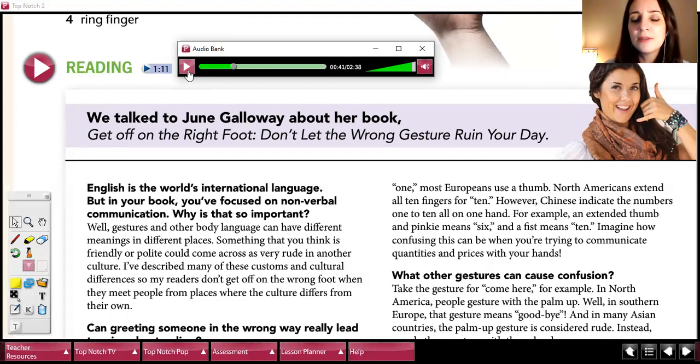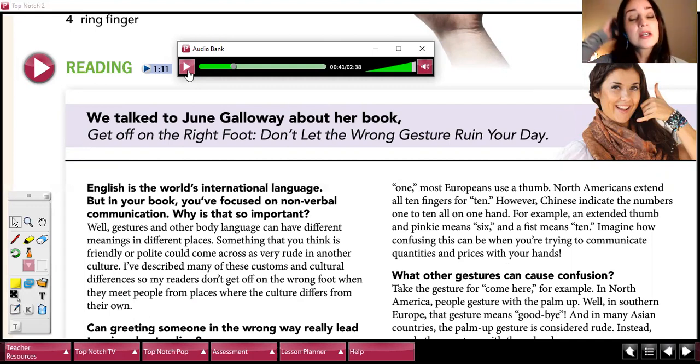So, we need to pay attention here, this is just an expression. So, oh, today I got off on my left foot, meaning that it is not a good thing, it is not a good day, okay? Or today is my bad hair day. They sometimes use this expression to say that you didn't start your day really well, so you have a bad hair day, okay? Well, English is the world's international language, but in your book you focused, remember about this pronunciation?